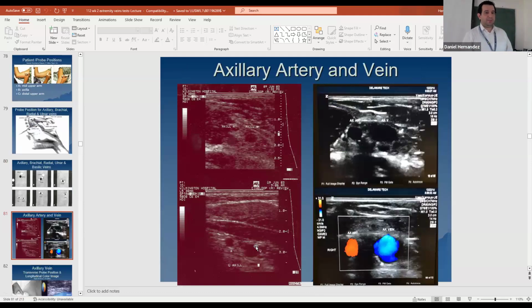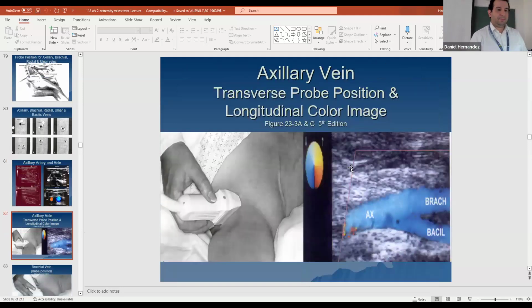This was showing some nice pictures of the axillary artery and vein. You can see a nice patent, echo-free artery and vein, filling nicely and completely with color. Here we can see the axillary branching into your brachial and basilic.